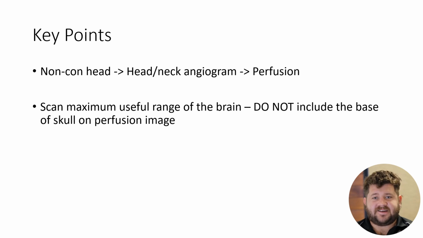Okay, so what are our key takeaway messages from this video? There are 3 parts to our stroke perfusion protocol: our non-contrast head, our head and neck angiogram, and then finally our perfusion scan. The important thing during our perfusion scan is to make sure we're scanning the maximum useful brain. So do not include the base of skull on your perfusion images. If we do that, we'll be hunky-dory.